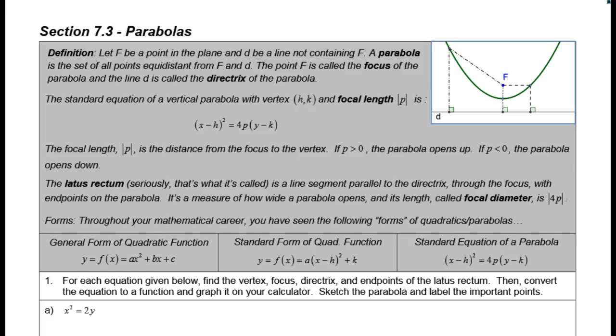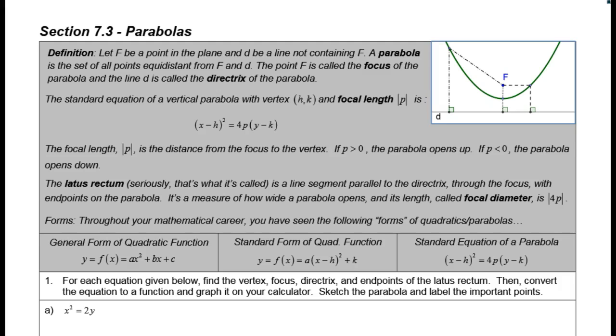Welcome back, folks. We're talking about parabolas today, section 7.3 from our textbook. And parabolas are something you've been familiar with since your first algebra course. But what I think you'll find after we go through this lesson is that there's much more to the parabola than meets the eye. So I'm going to show you things about parabolas today that you didn't know existed.